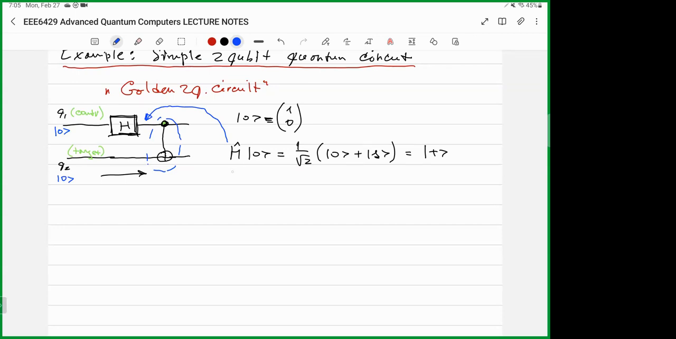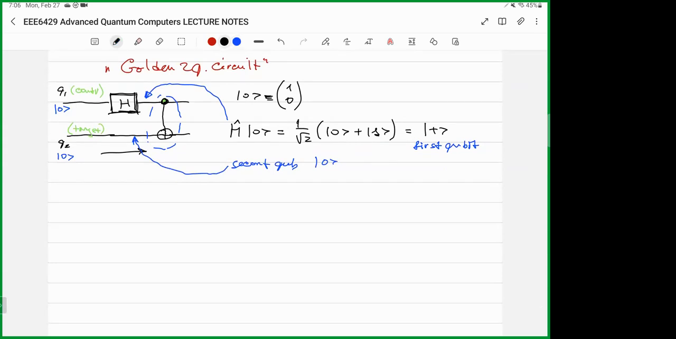So at this point, after the Hadamard gate, my upper qubit is in this superposition state. This is the first qubit. But the second qubit is still in the state 0 at this point, because so far no two-qubit gates have been applied, so my qubits are not entangled yet. They didn't interact yet, so I consider them not entangled, right?